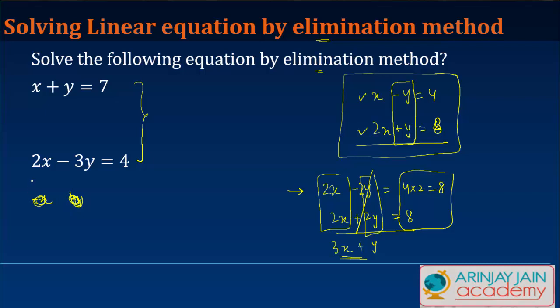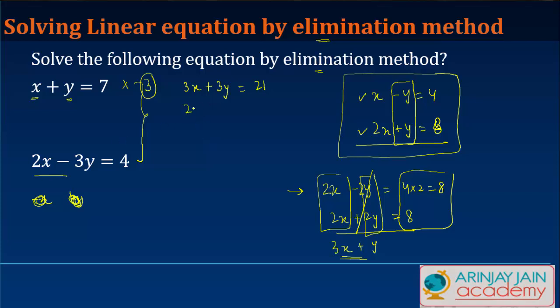Then what do I do? I have to somehow make this x as 2x or make this y as 3y. Because in that case, if this becomes 3y, I can just simply add this 3y to this minus 3y and I will get the answer as 0. So what I do is I multiply equation 1 by 3 on both the sides and I get 3x plus 3y is equal to 21.